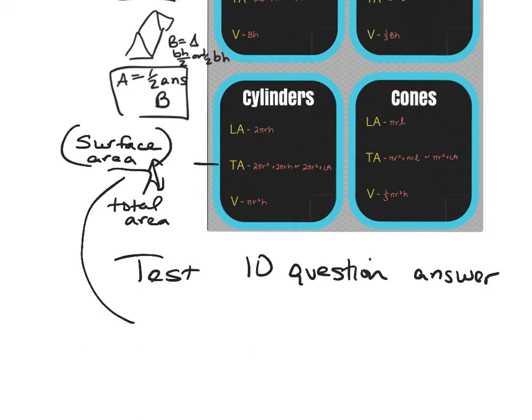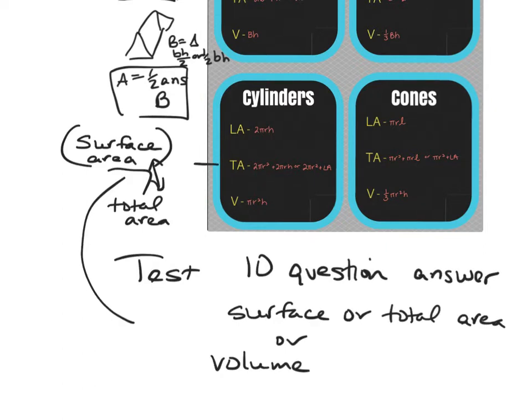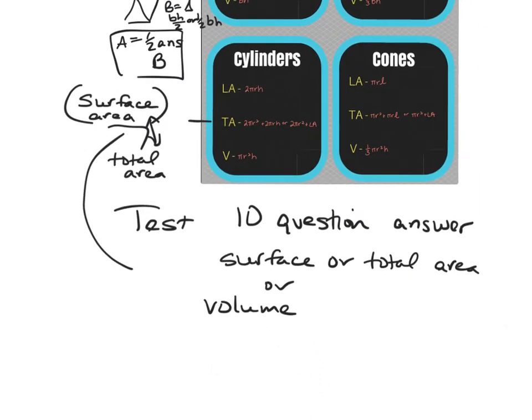So make sure that that's all we're doing on these 10 questions, is we're working with either the surface area formula, surface or total, or you're working with the volume formulas. Okay, now you may have to find missing pieces, but for the most part, I think you're just asked to calculate either surface area or total area or volume. 10 questions.